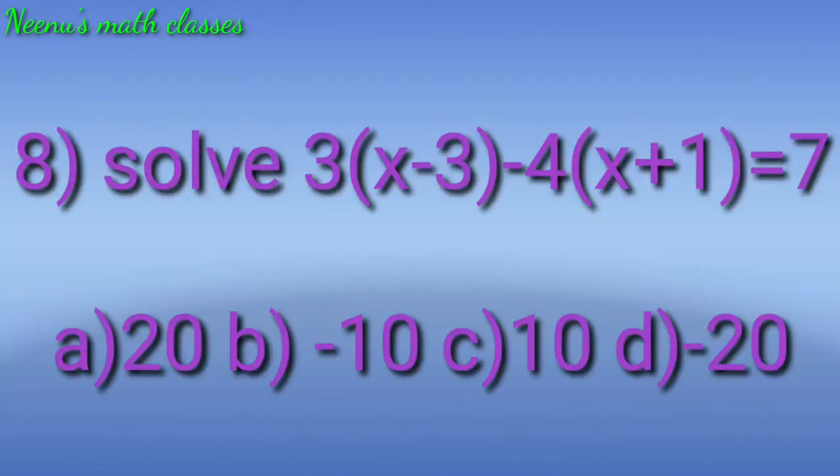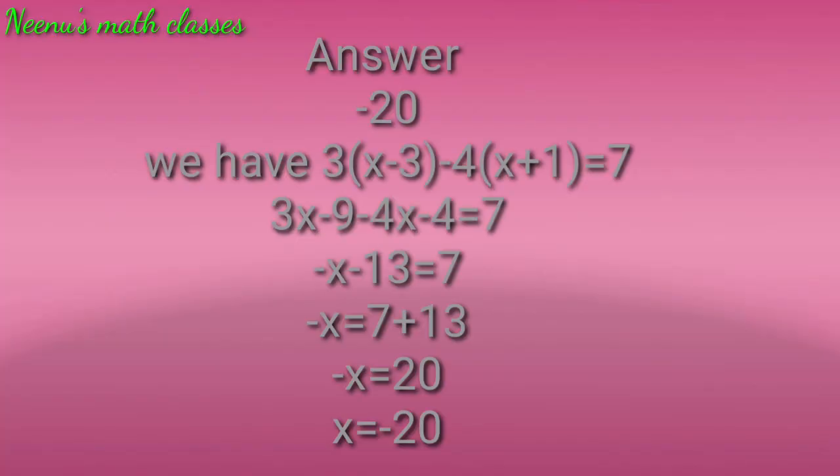Question number 8. Solve 3 within bracket x minus 3 minus 4 into within bracket x plus 1 equal to 7. Options are 20, minus 10, 10, minus 20. The answer is minus 20. We have 3 into within bracket x minus 3 minus 4 into within bracket x plus 1 equal to 7.